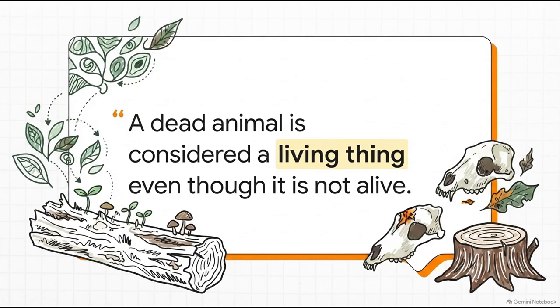A dead animal or plant is considered a living thing even though it is not alive. Okay, I know, it sounds like a total paradox, right? But in biology, a fallen dead tree in a forest, which is often called a nurse log, is actually still classified in the living category. Why? Because it once possessed cellular life. It once grew and respired, and even in death, all that organic matter provides absolutely vital nutrients for new living things to grow right on top of it.